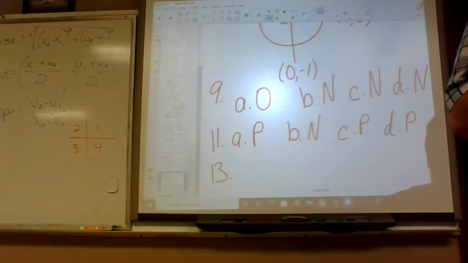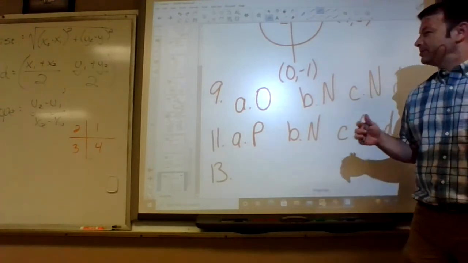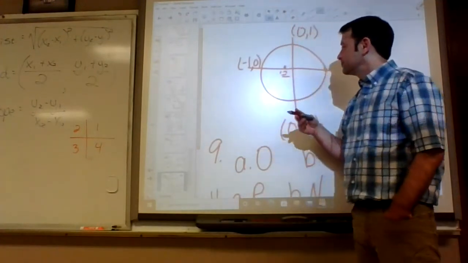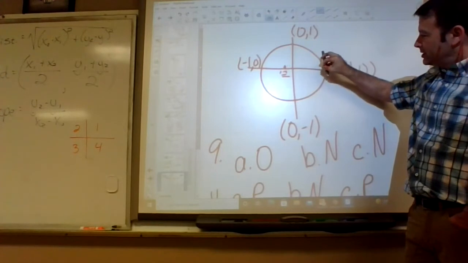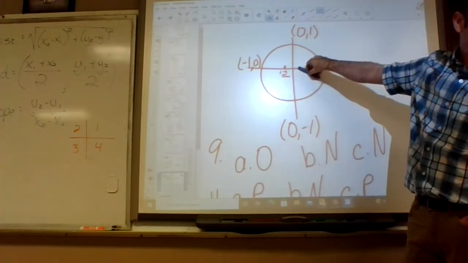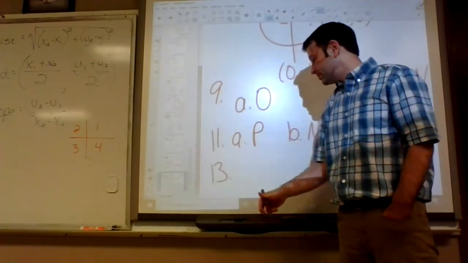7 pi over 4. You guys know where that would be? That's just less than 2 pi. It's almost like 2 pi because it's like 1 3/4. So it's about right there. And what are we doing? Sine, so it's negative. Down below.